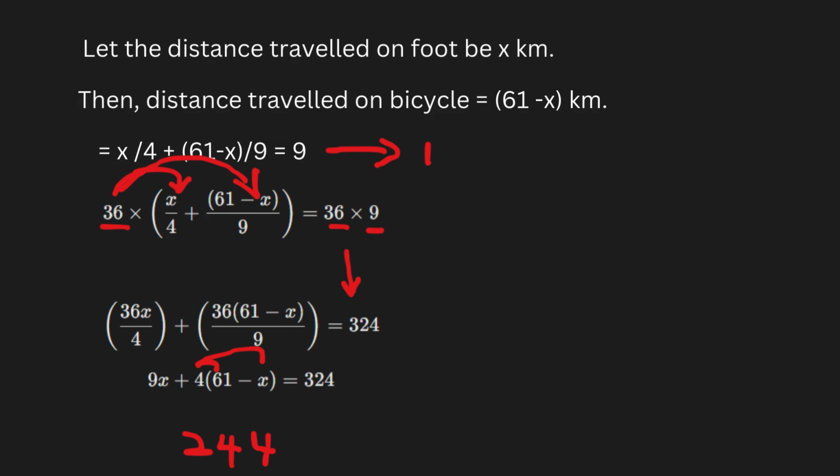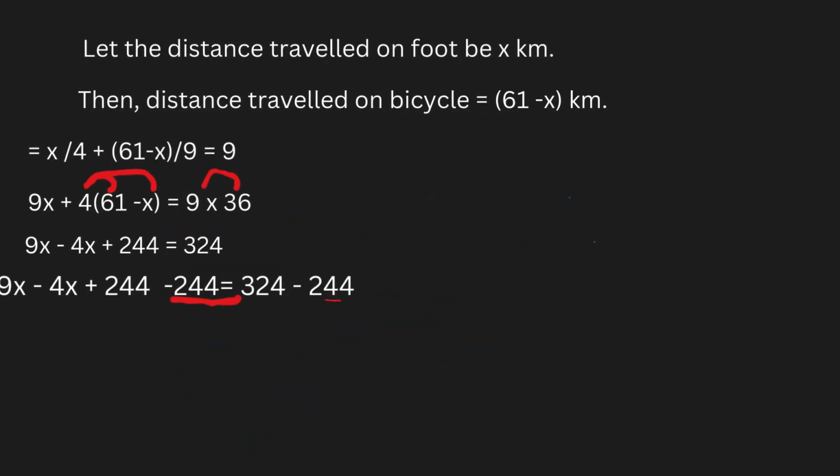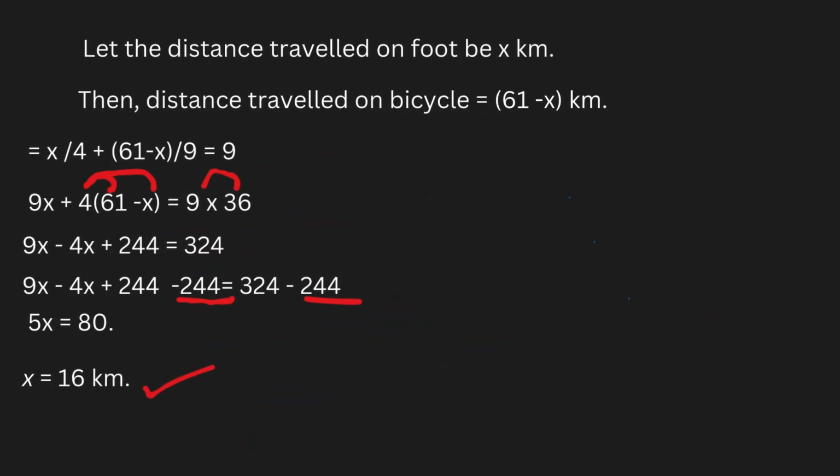So, finally, we got it as simple as 9x plus 4 into 61 minus x is equal to 324. Let's expand and simplify further. 9x plus 244 minus 4x is equal to 324. Combine like terms, we get 5x plus 244 is equal to 324. Let's subtract 244 on both sides. We get 5x is equal to 80.